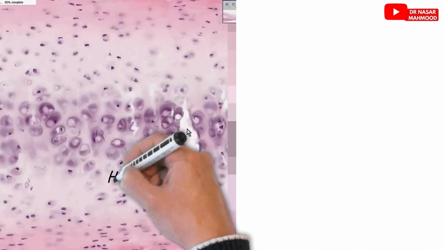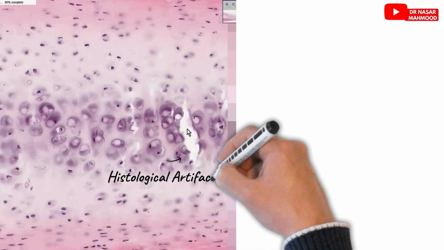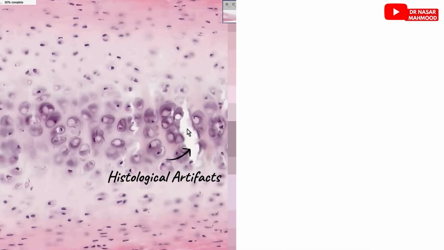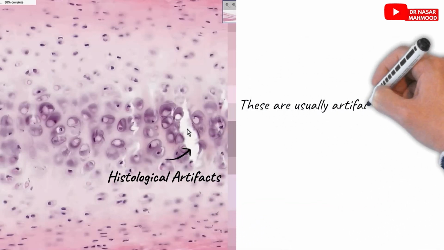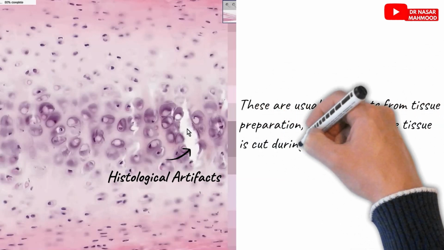Sometimes you may see small slit-like spaces within cartilage sections. These are usually artifacts from tissue preparation, created when the tissue is cut during the slide preparation. They do not represent true anatomical structures.